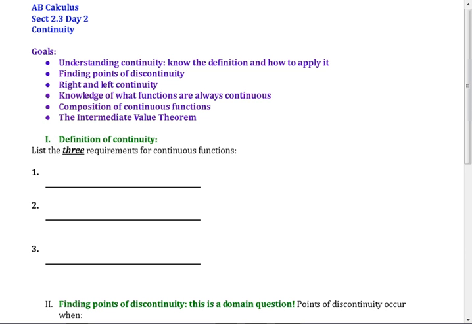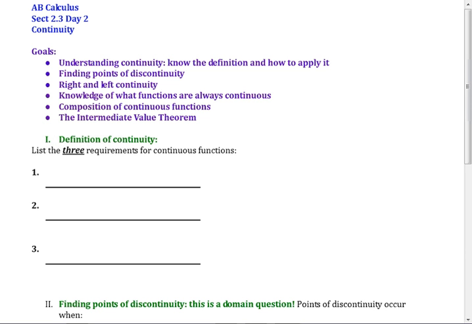They're not going to ask you if a function's right continuous or left continuous. You're not even going to think about it. It's just going to be plain old continuity. Knowing which functions are always continuous. How do you compose continuous functions? What happens with those? And adding them, etc. And the intermediate value theorem.